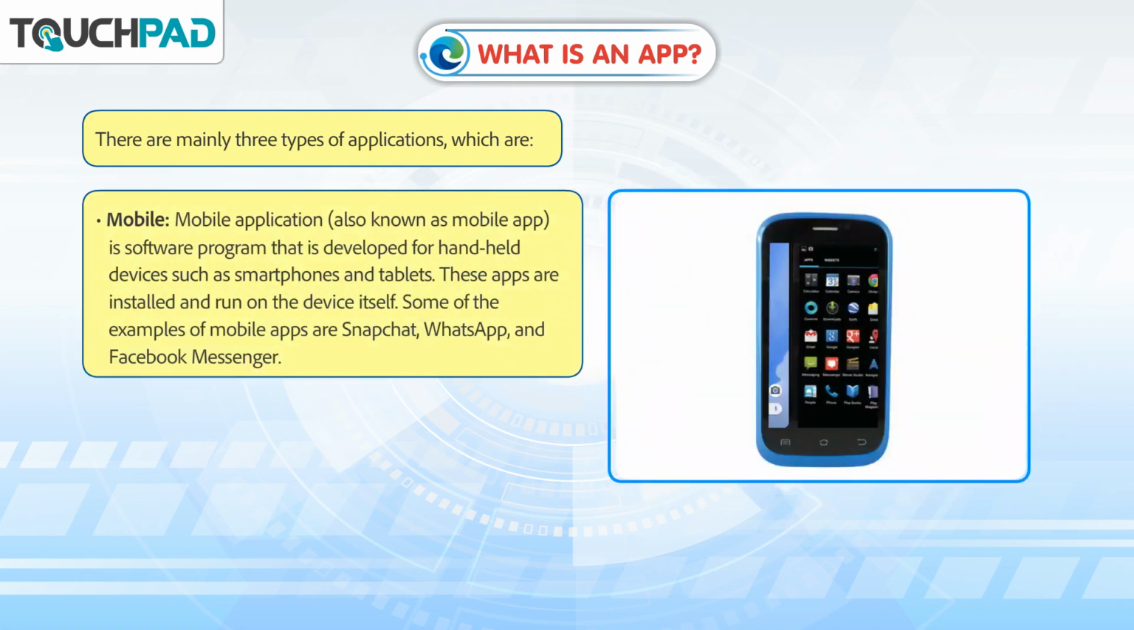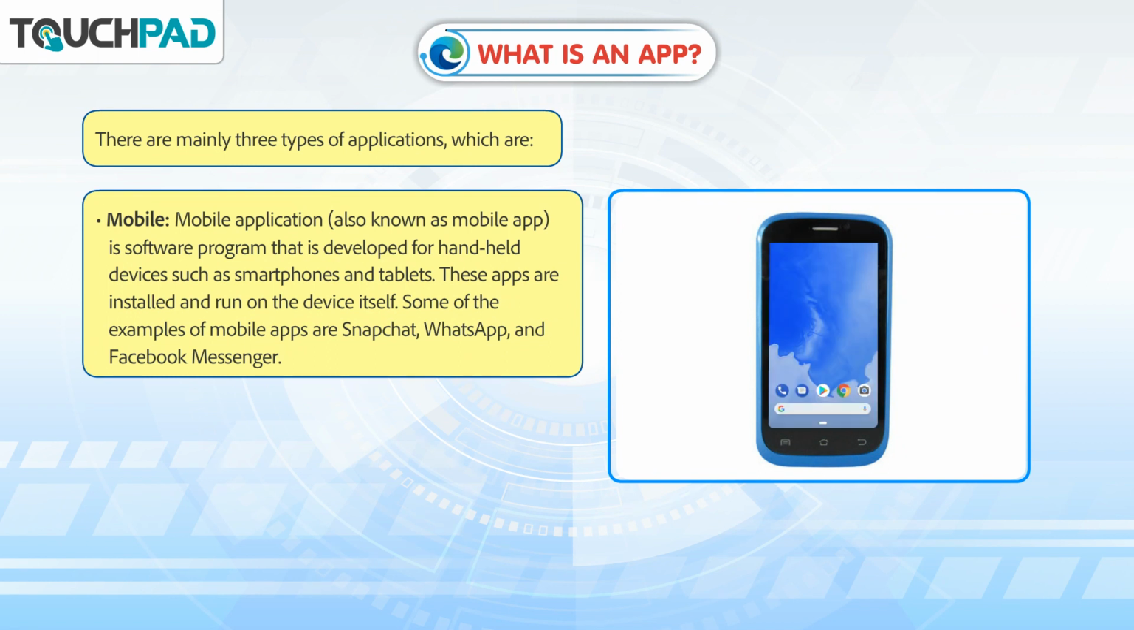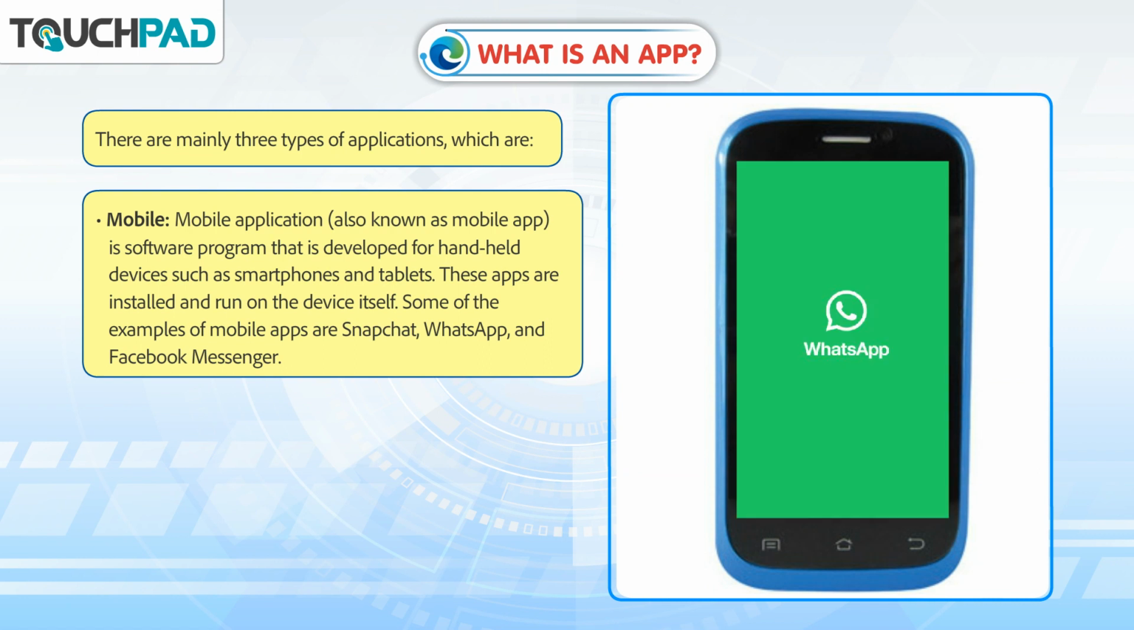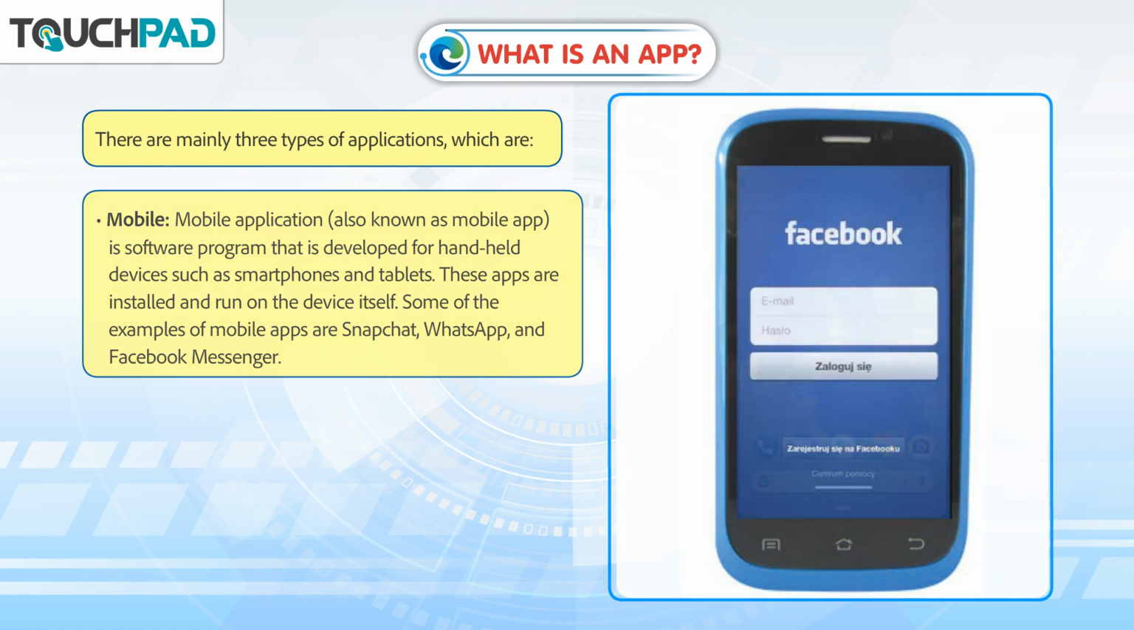Mobile. Mobile application, also known as mobile app, is software program that is developed for handheld devices such as smartphones and tablets. These apps are installed and run on the device itself. Some of the examples of mobile apps are Snapchat, WhatsApp, and Facebook Messenger.